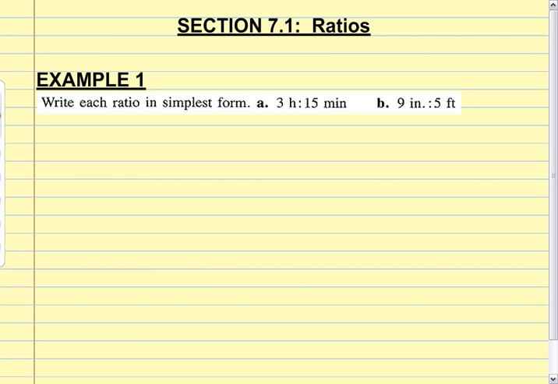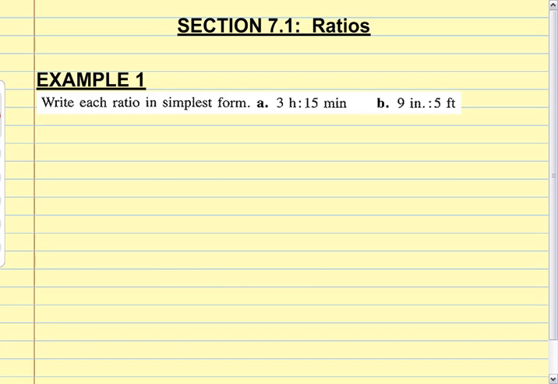Folks, ratios. Look, we've been dealing with ratios. A ratio is a fraction. Just get used to it. Numbers are rational if they can be written as fractions or as ratios. Okay? So, when this says write each ratio in simplest form, let's write it as a fraction and let's reduce it.